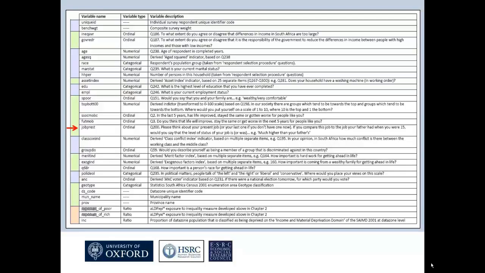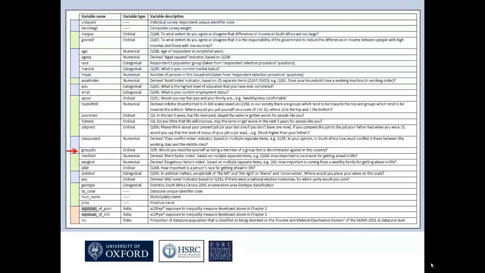A question on whether or not the respondent's job is perceived by the respondent to be of a higher prestige than his or her father's. Then a couple of questions on perceived intergroup societal tensions. We have a derived class conflict index based on multiple separate items, such as, for example, in your opinion, in South Africa, how much conflict is there between the working class and the middle class? And then a question on whether or not the respondent feels that he or she is part of a group that is discriminated against in South Africa.